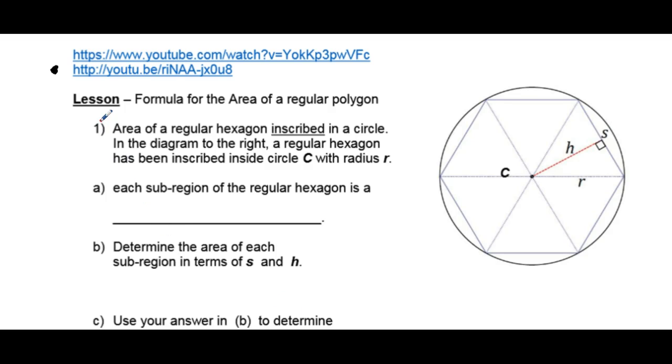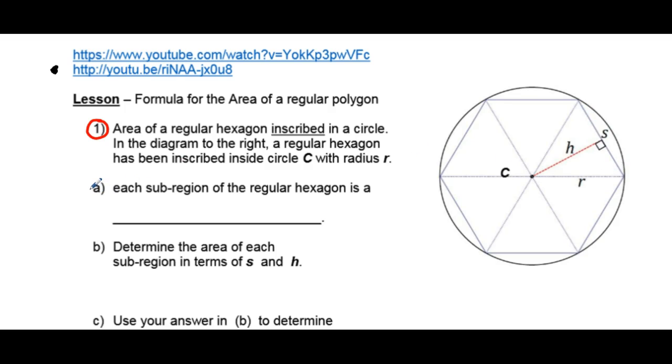The first thing I'd like to do with you is take a look at number 1. The area of a regular hexagon inscribed in the circle that we have over here. In the diagram to the right, a regular hexagon, regular being all sides congruent and all angles congruent, has been inscribed inside a circle C with radius R. So over here we have the radius R, the center is C. Notice the altitude is H, the altitude of this triangle. One side of the hexagon is S.